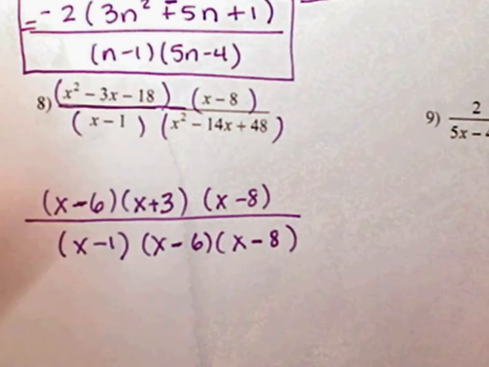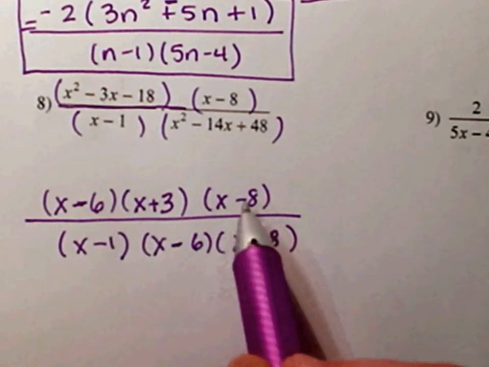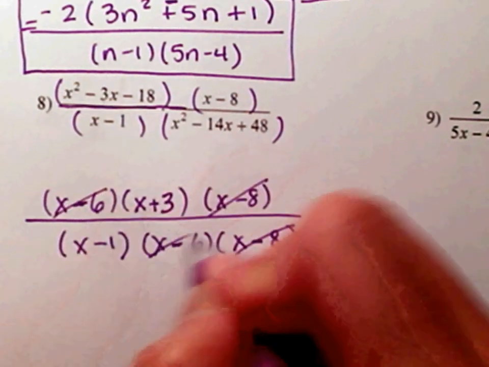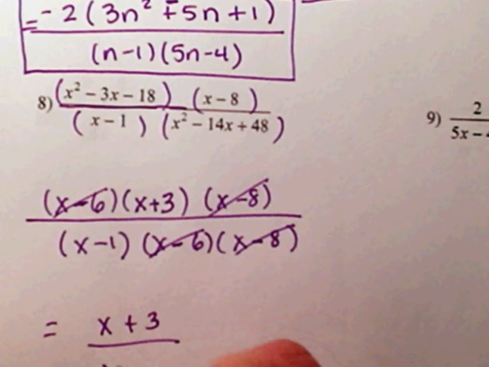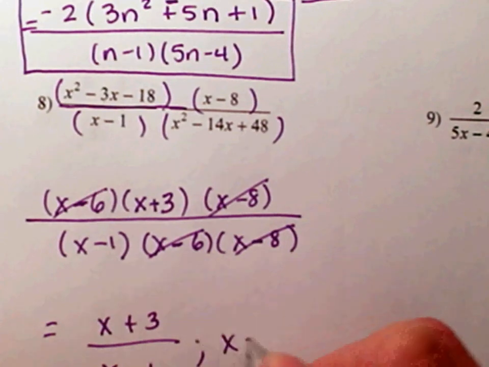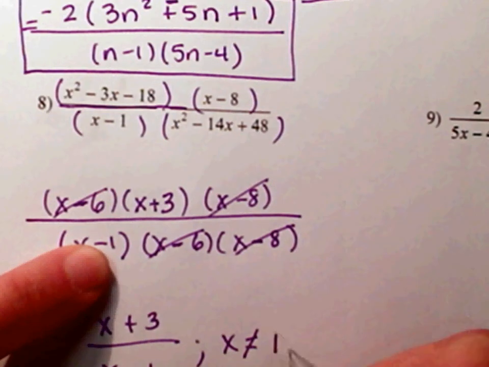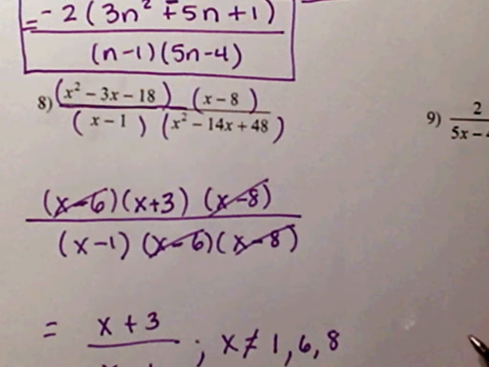Notice one long fraction. You can cancel one to one. Cancel, cancel. So your answer is x plus 3 over x minus 1. X cannot be the opposite of negative 1. If I set it equal to 0, it is 1. 6 and 8, take the opposite. So there's your answer for number 8.